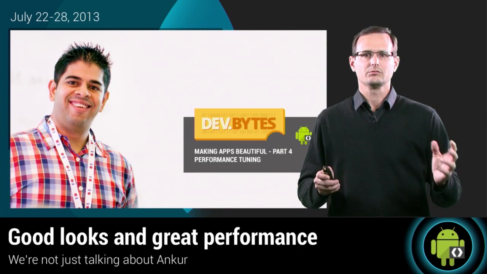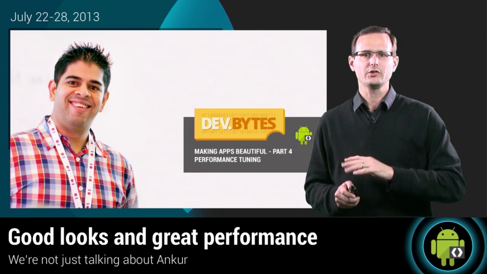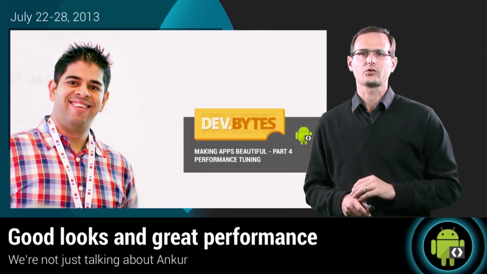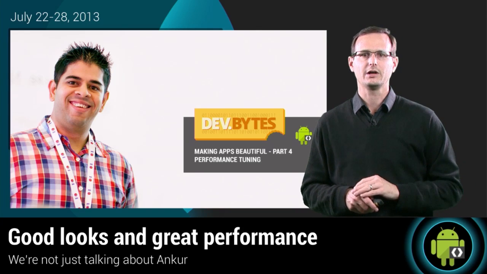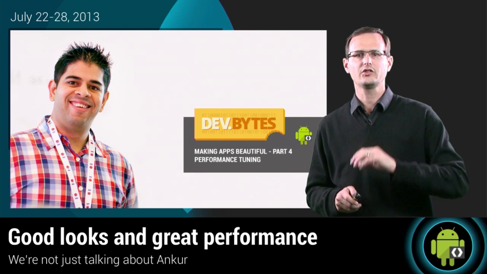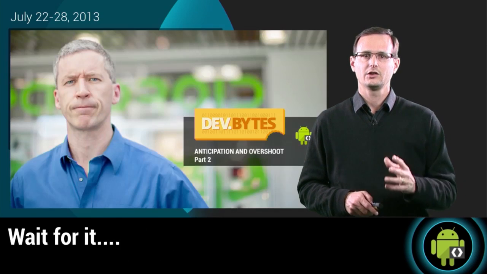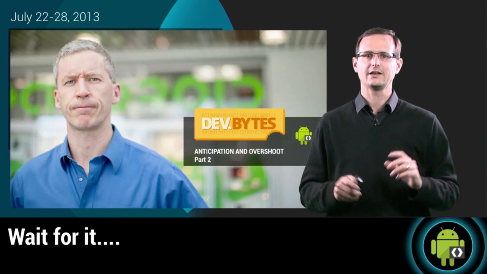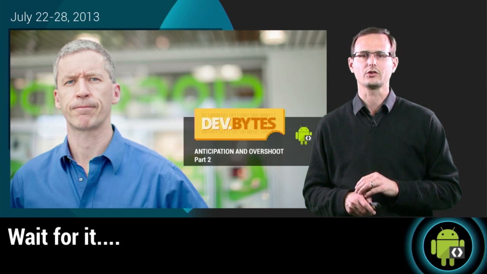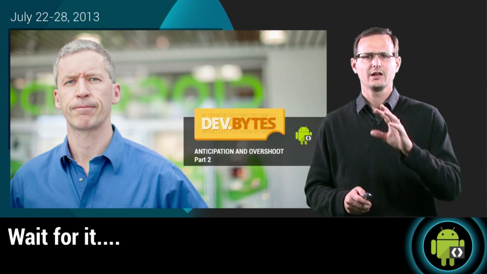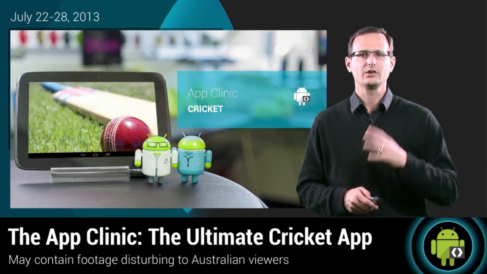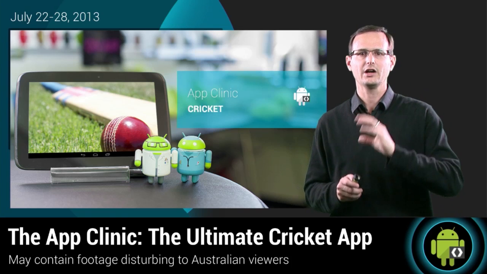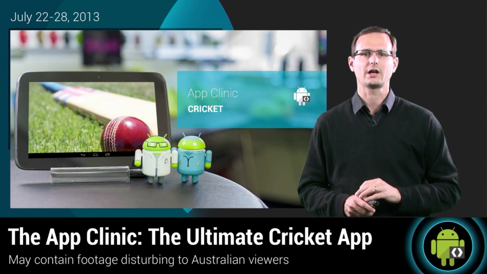When we weren't busy launching new Jelly Bean flavors, we were busy in our studio. Anchor is releasing the fourth part of his 5-part series on making apps beautiful, this time looking at performance tuning. Chet, meantime, returns with the highly anticipated second part of his series on anticipation. And on the App Clinic last week, I used cricket apps as an excuse to design my own version of the perfect sports tracking app.